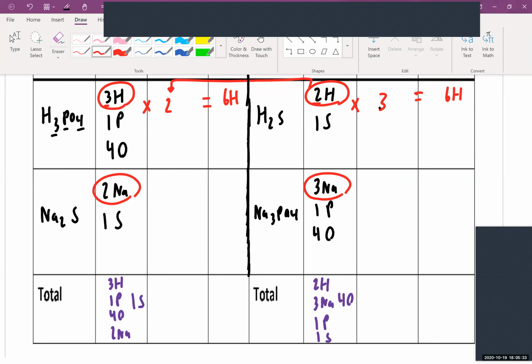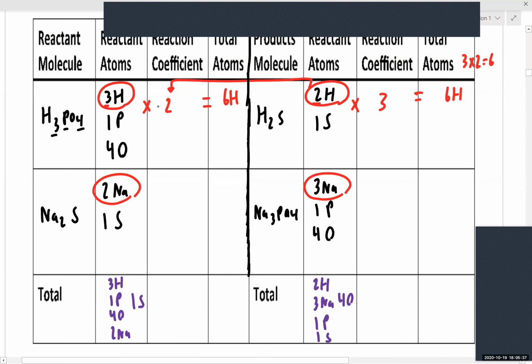Now, let's adjust our atom count. So we have 6 hydrogens, 1 times 2 gives us 2 phosphorus, and 4 times 2 gives us 8 oxygen. The reason why I like the table method is it makes this math in terms of adjusting your atom counts really easy to follow. So we have 2 times 3, 6 hydrogens on the right, and 1 times 3, which gives us 3 sulfurs on the right.